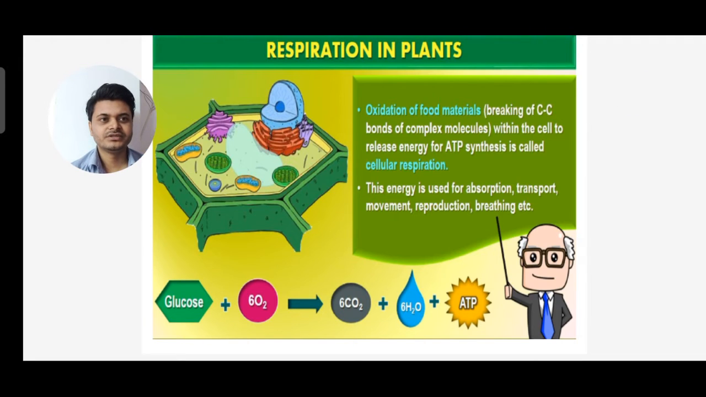Oxidation of food material, that is breaking of carbon-carbon bonds of complex molecules within the cell to release energy for ATP synthesis, is called cellular respiration. So what is cellular respiration? Oxidation of food material. Oxidation of food material, how? By breaking of carbon-carbon bonds of complex molecules within a cell, and it releases energy in the form of ATP, and here ATP synthesis takes place. This is called cellular respiration.